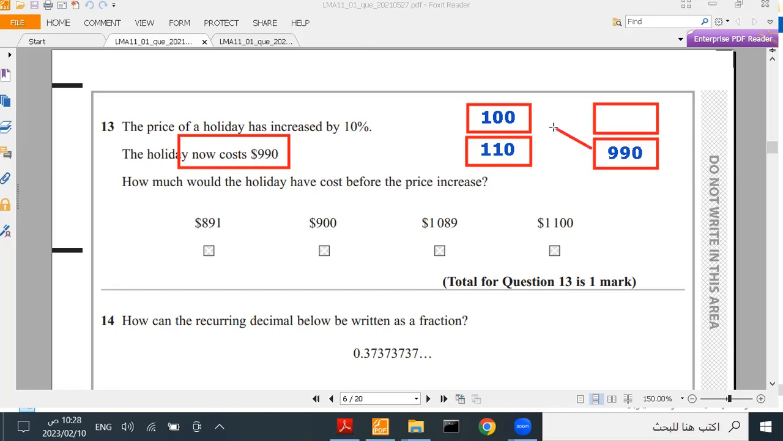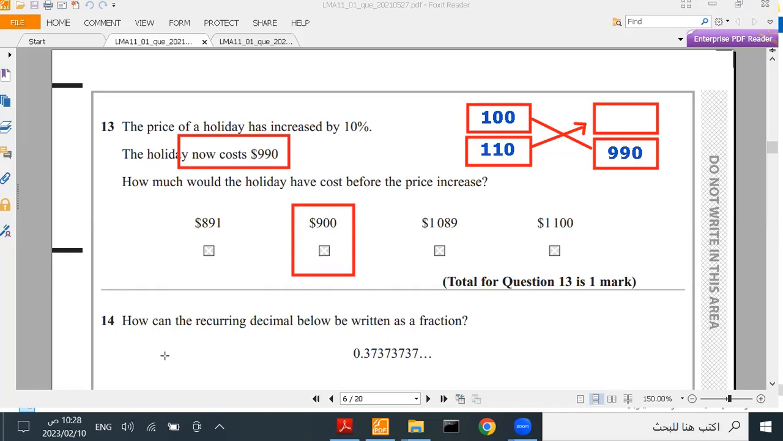Multiply these, 990 by 100, and then divide it by 110. It's going to be $900. So 990 times 100 divided by 110 is $900. So you have to focus on the steps, okay? Always focus on the steps. So when we multiply these and then divide by 110, it's going to be $900.